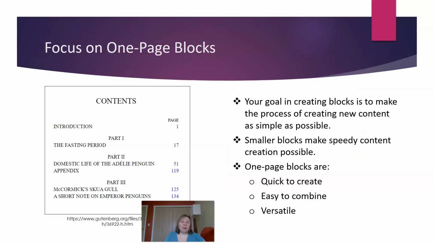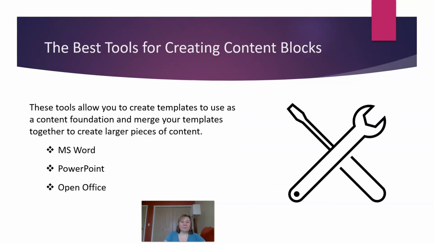So your goal in creating these content blocks is to make the process of creating new content simple. So using a block of content that's just a one page, like a title page or something like that, makes it easy to create them, combine them, and they're also very versatile. So the best tools for creating templates to use for content blocks are things like MS Word, PowerPoint, and OpenOffice, because they allow you to create templates, and also merge your templates, because that's really the second point, because there's no use having a block if you can't modify it and then merge it to create your larger piece of content. That's really what they're there for.